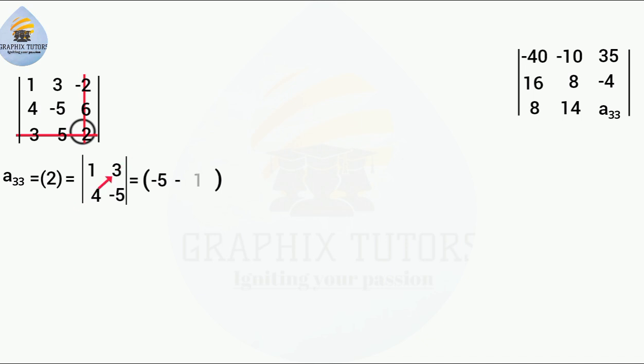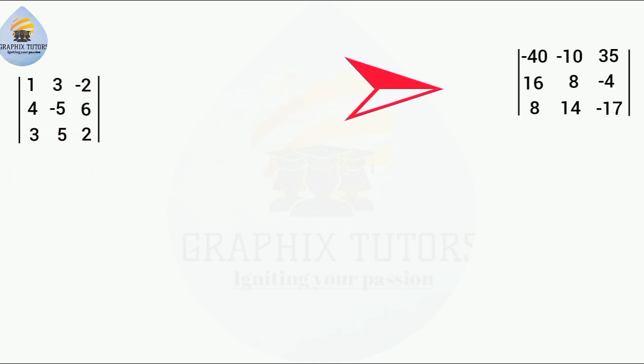Is 12. So minus 5 minus 12 will give us what? Minus 17. Is that taken now? So you remove the A33 and you put minus 17. So what you see at this right hand side here is the minor. Are we good now?